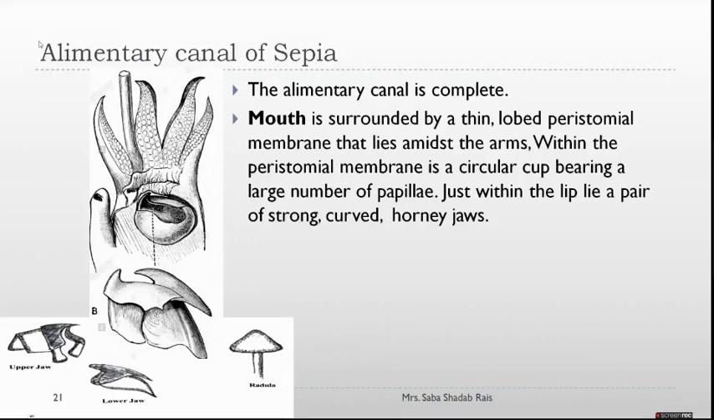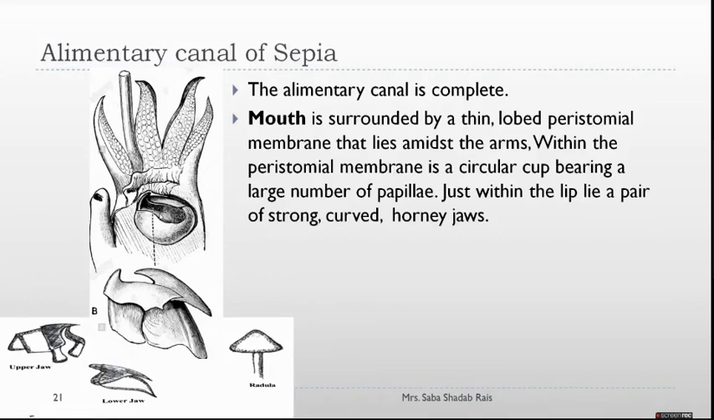Now, as I told you, the alimentary canal opens with the mouth and ends in the anus. So we will start step by step, one after another, with each part. Let us talk about the mouth. In cephalopods, the head has the mouth, surrounded by these arms. You will observe that the mouth is surrounded by a thin lobed peristomial membrane, and this membrane is present amidst the arms, that means in the middle of the arms.